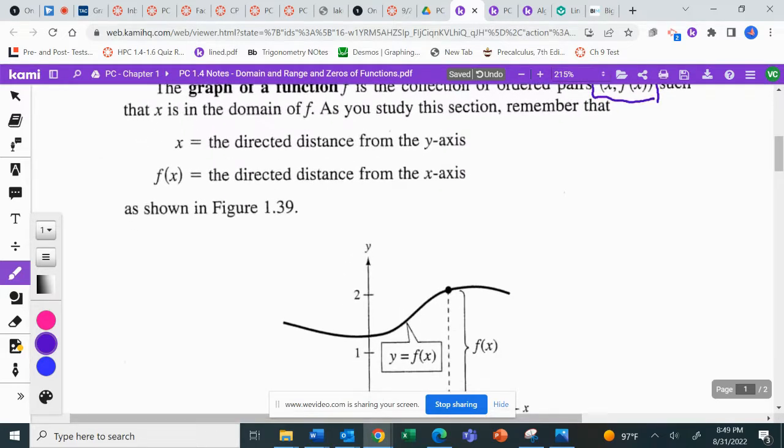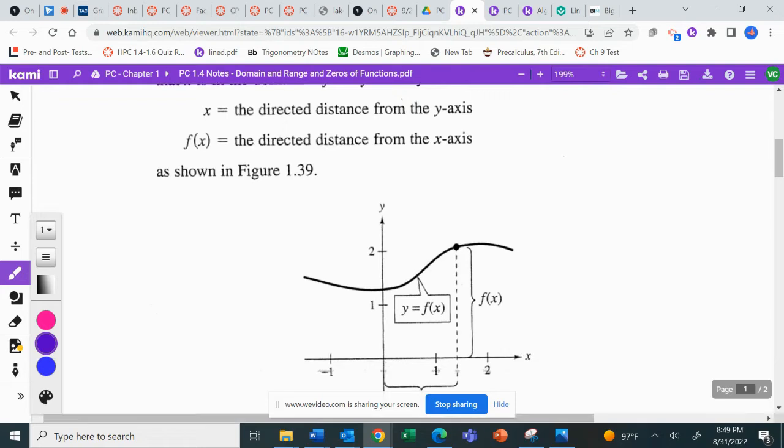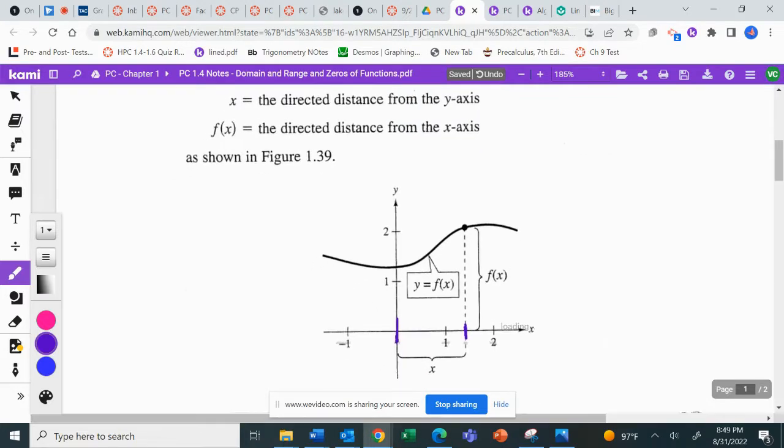Here they're talking about the x being the directed distance from the y-axis. So here's our y-axis. The x would be how far we are from the y-axis. And the f of x would be how far we are from the x-axis, so distance.